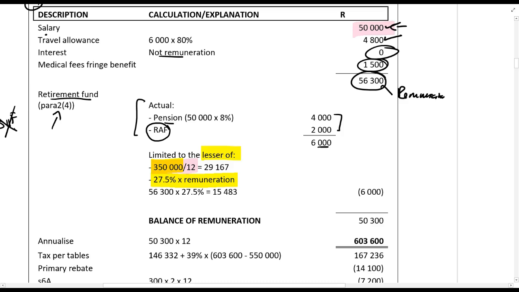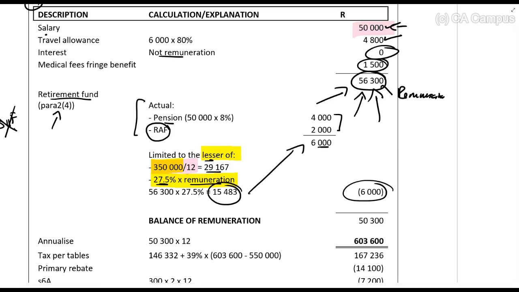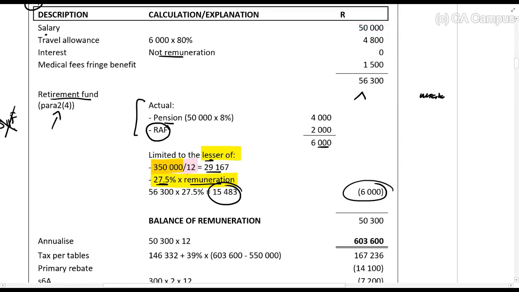Right, so our lesser is 29,167 or 27.5% times remuneration. Remuneration is that subtotal that you've calculated. So the lesser of these two is 15,483. We still can't deduct more than our actual contributions, so we deduct 6,000. So all of this, guys, pretty normal stuff. Just see that it's now per month.